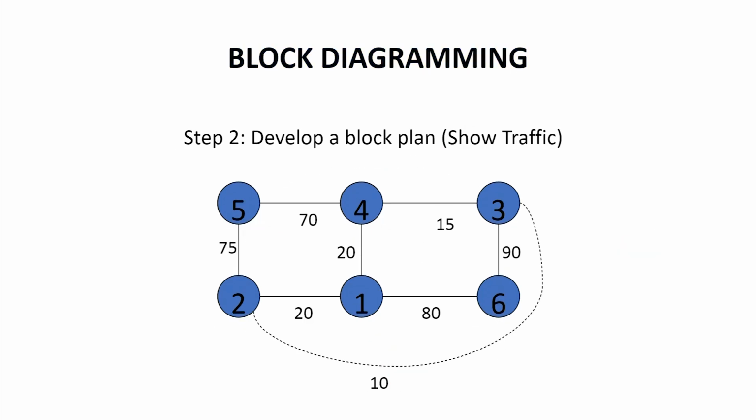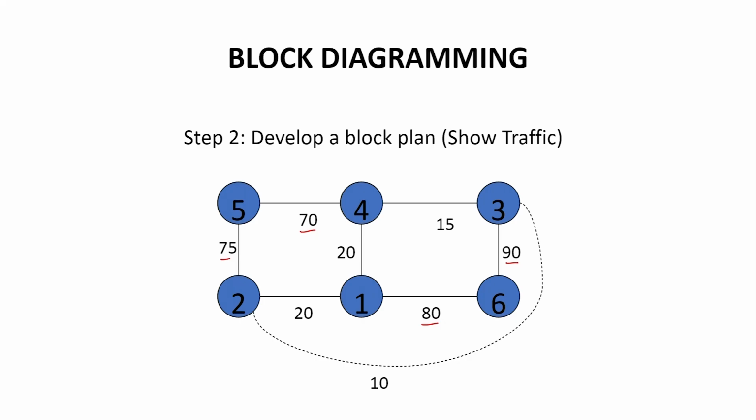So, we can develop a new arrangement where we are finding 3 and 6 are kept close to each other because of their high movement, 1 and 6 kept close to each other because of their high movement, 4 and 5 has been kept close to each other because of their high movement, and 2 and 5 has been kept here because of its high movement.